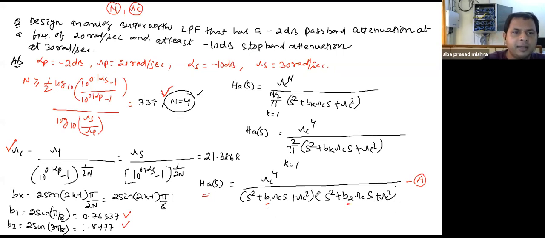So it's very simple. You have to remember the order of the filter, the omega c formula, and this transfer function. That's all. Nothing else. Everything else follows directly.